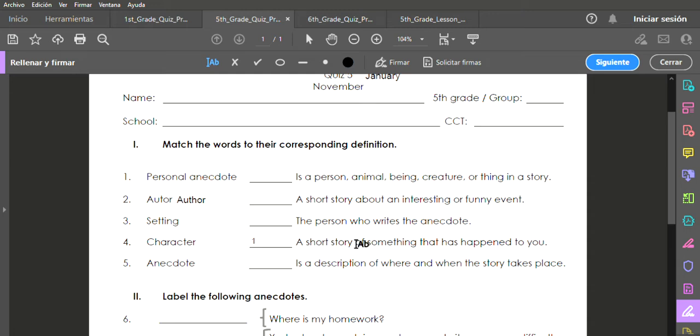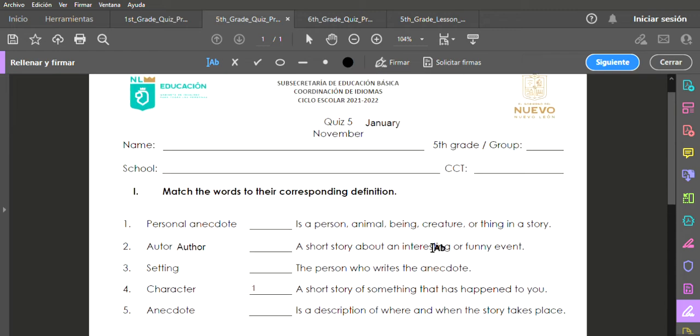The next one says, a short story of something that happened to you. This is already answered. Ya contestamos esta. Number 1. And the next one says, a description of where and when the story takes place. Una descripción de dónde y cuándo toma lugar la historia. Okay. So this is the exercise number 1. You have to match the definition with the number. And you have to write the number here. Vamos a escribir aquí el número. This is what we have to do in exercise number 1.